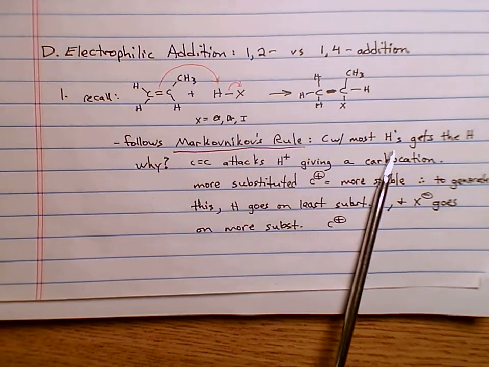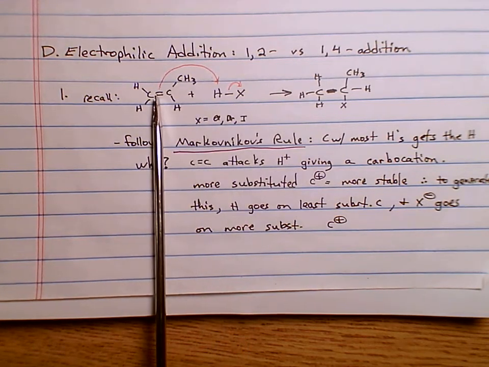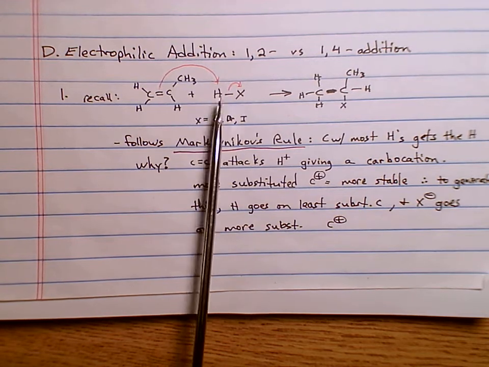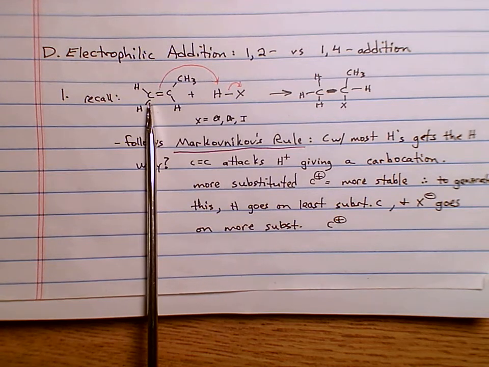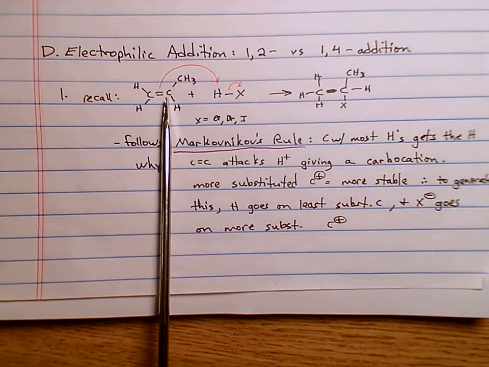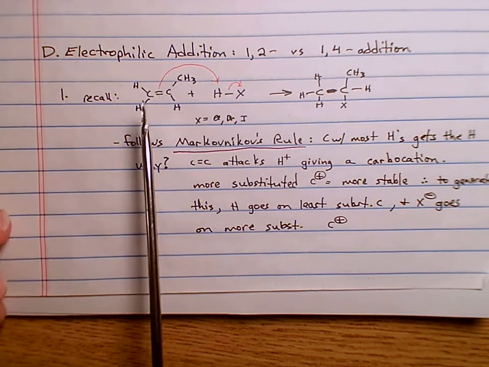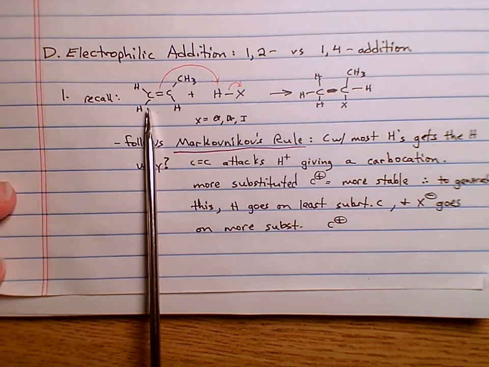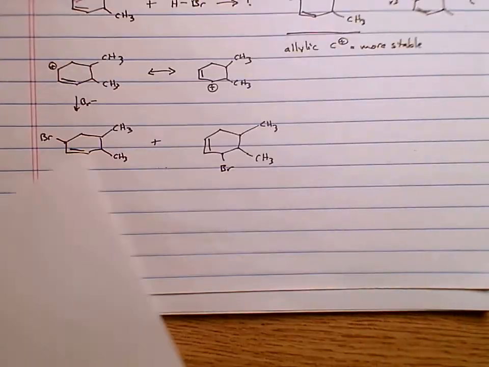The carbon with more hydrogens gets the hydrogen because the first thing that happens is the double bond, the pi bond, attacks that hydrogen, so the hydrogen adds first. If the hydrogen adds to the first carbon here, then we get a secondary carbocation. If the hydrogen were going to add to this carbon over here, we'd end up with a primary carbocation. Secondary carbocation is more stable, therefore the hydrogen goes on the carbon with more hydrogens because that generates the more stable carbocation.